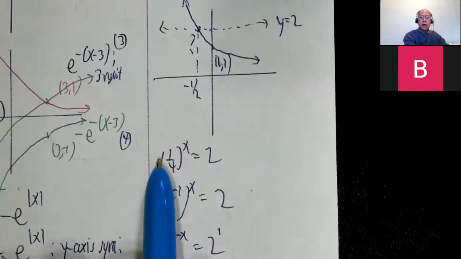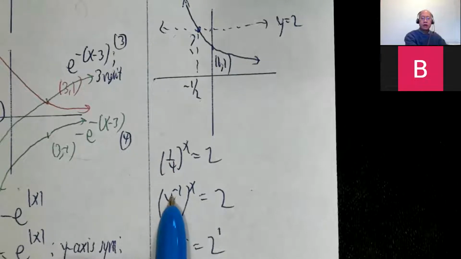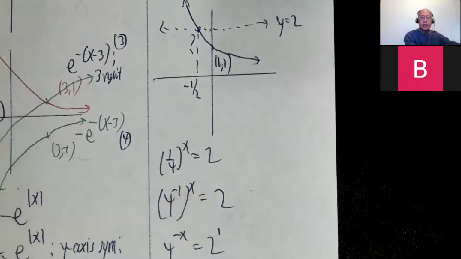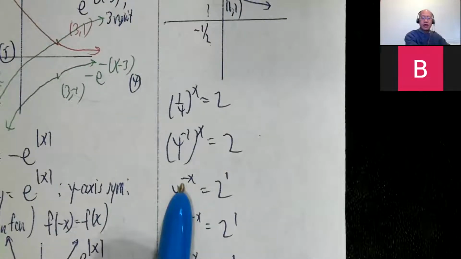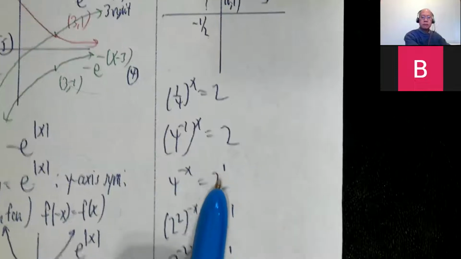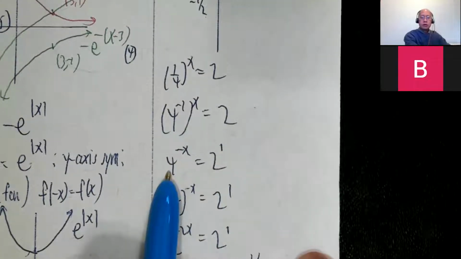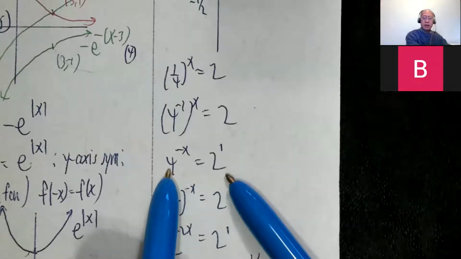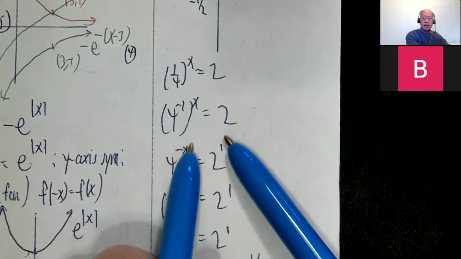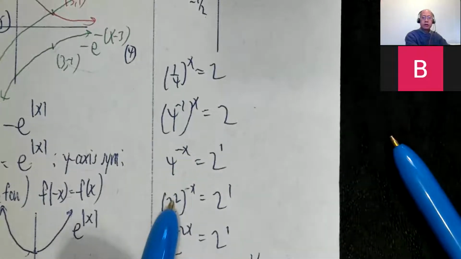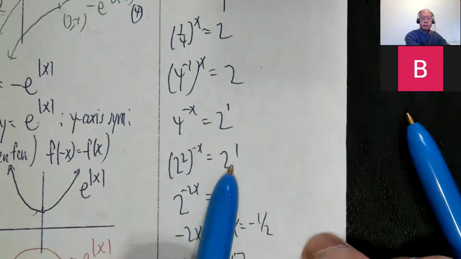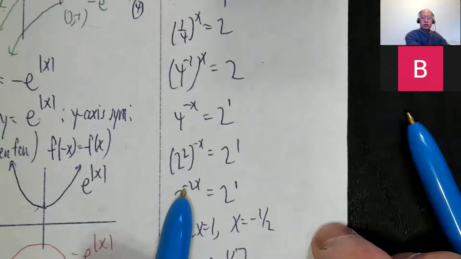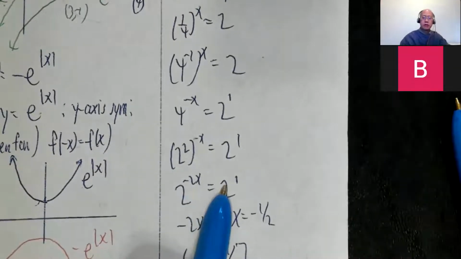So a little bit of algebra. I rewrite 1/4 as 4 to the -1, to the x. And that's the same as 4 to the -x equals 2 to the 1. I rewrite 4 as 2 squared. What I'm trying to do is get these two to have the same base. If these two have the same base, then I can just equate the exponents. So 2 squared to the -x equals 2 to the 1. Distribute: 2 to the -2x equals 2 to the 1.